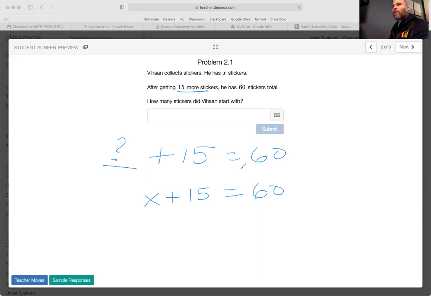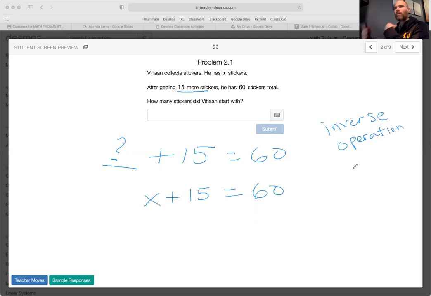And now I'm going to use the inverse operation. So what I mean by that is, for addition, the inverse operation is subtraction, because subtraction does sort of the opposite of addition. You can undo addition with subtraction, and vice versa. You can undo subtraction with addition. Multiplication and division are the same way. They are inverse operations of each other. So you can undo multiplication with division, and you can undo division with multiplication.